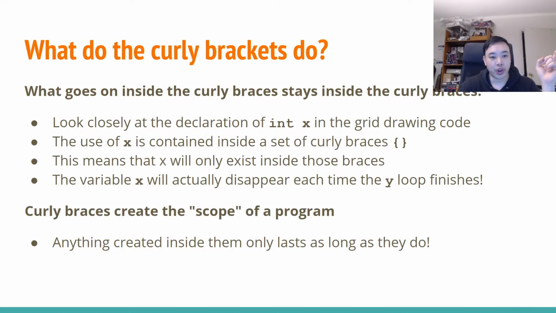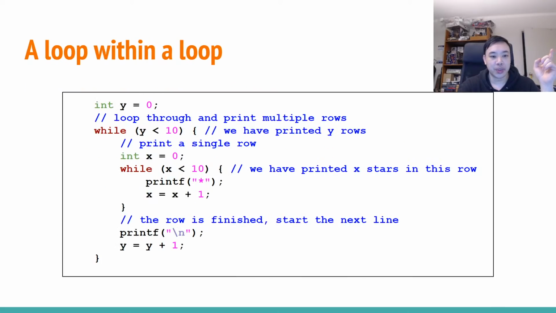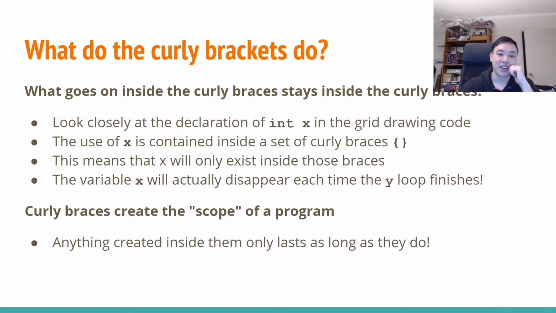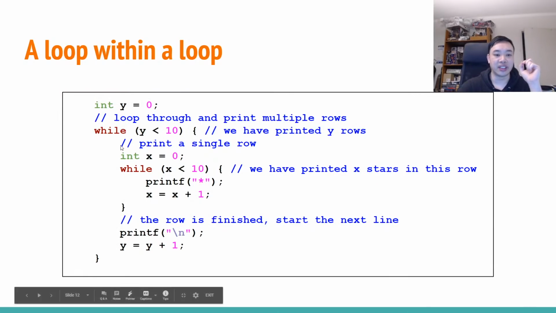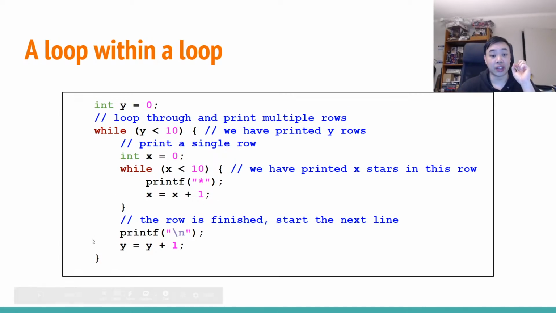So that grid drawing code that we had before, I think I did it with an X and a Y in that one. Oh, Y for rows and X for columns. That makes a lot of sense. Past Marc had some thoughts about how that worked. So X is contained inside these curly brackets here. We create it inside these curly brackets, and we use it inside these curly brackets. It doesn't exist outside the curly brackets.